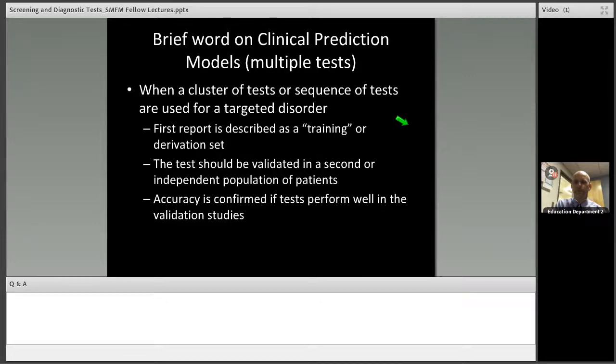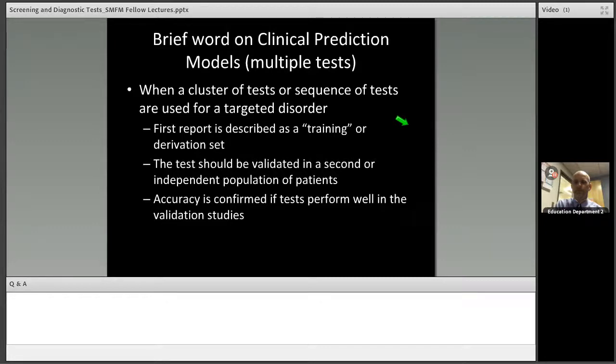Ideally, you should have what we call a training or a derivation set, where you look at the test and see whether it has internal validity, that is, truly measuring what is supposed to be measured. Then it should be validated in a second or an independent population. The second population can be from the same institution, but maybe not the same people that were used as your training or your derivation set. And then the accuracy can be confirmed if this test performs well in both the training set as well as in your validation set.